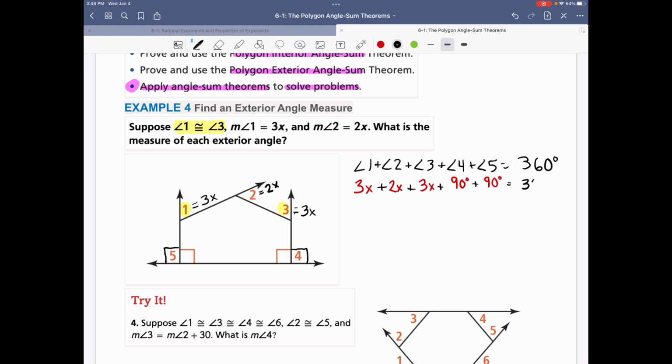Altogether, they equal 360. Let's simplify this by collecting like terms. So all of these x's can combine and become 8x. The 90 plus 90 became 180 degrees. And now we'll just bring down the rest of the equation. Now it's a two-step equation. So I'm going to pause the video and ask you for your input on how do we solve this.